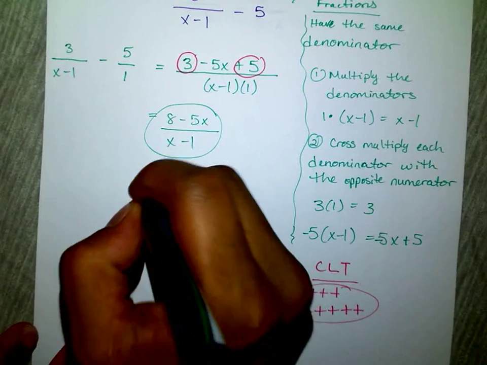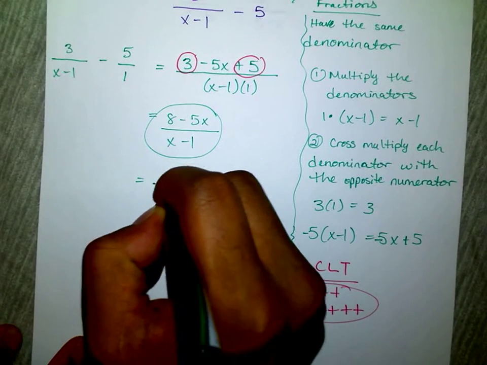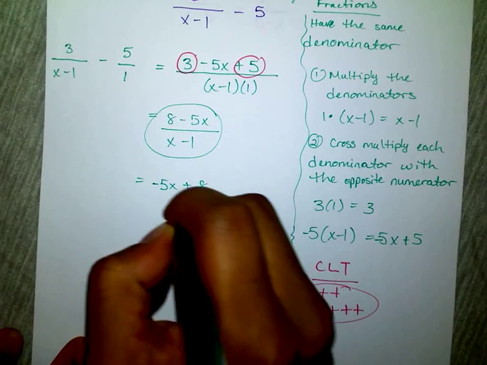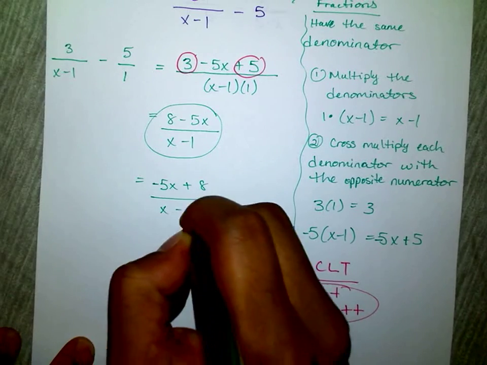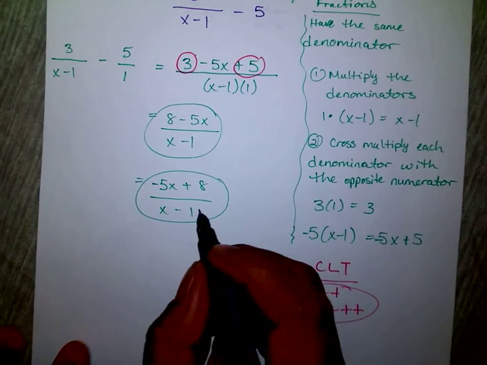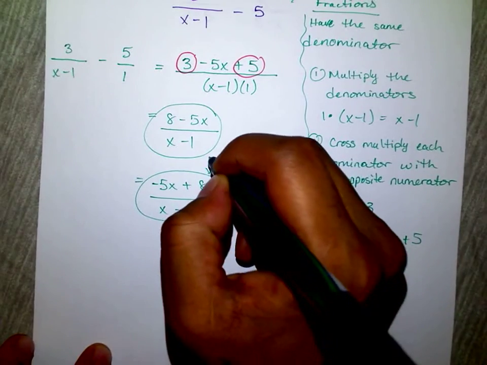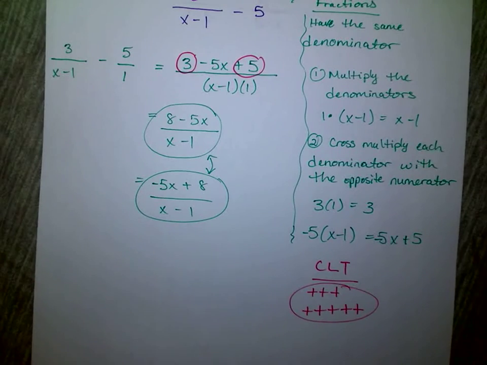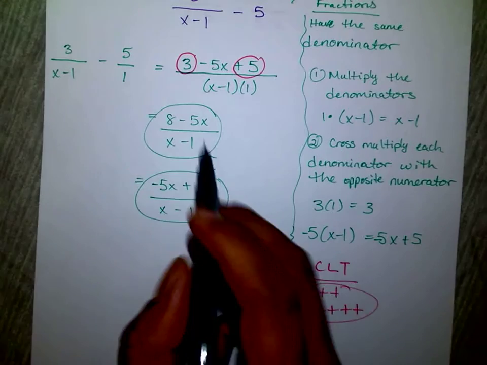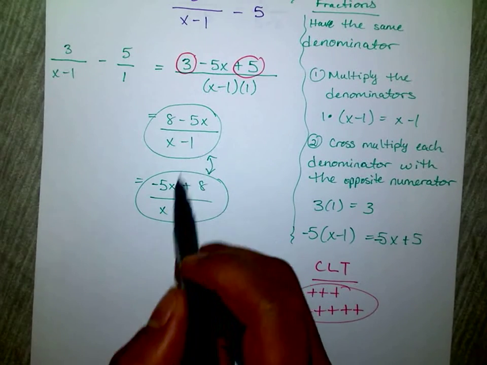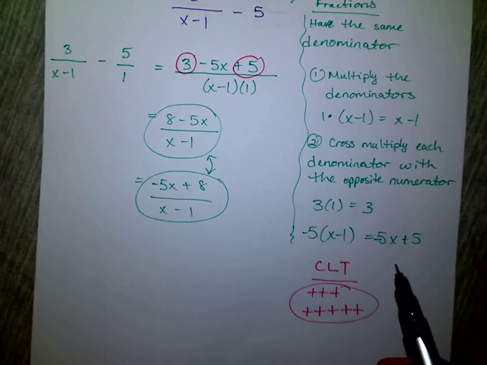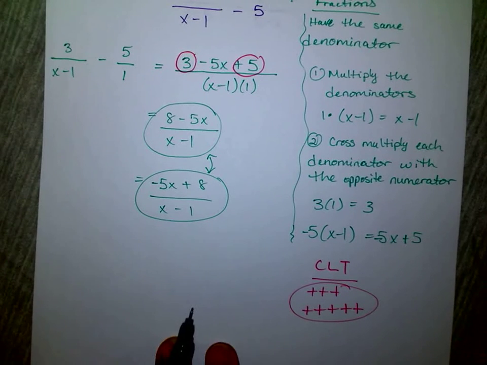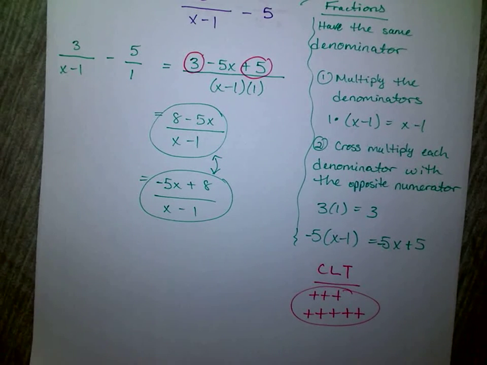Now you may see it written like this, just because in math it's a habit to put our variable term in front, but either one of those answers will work: positive 8, negative 5x, or negative 5x, positive 8. And we're done with that problem. Moving on to the next one.